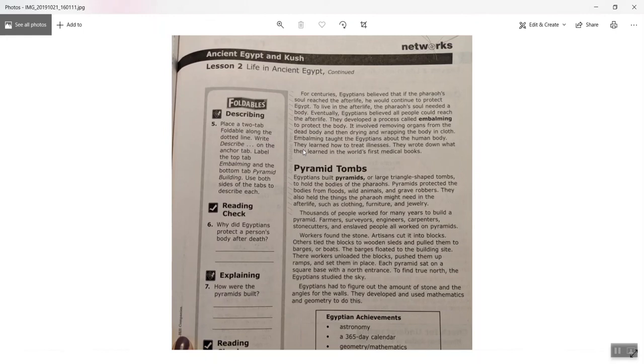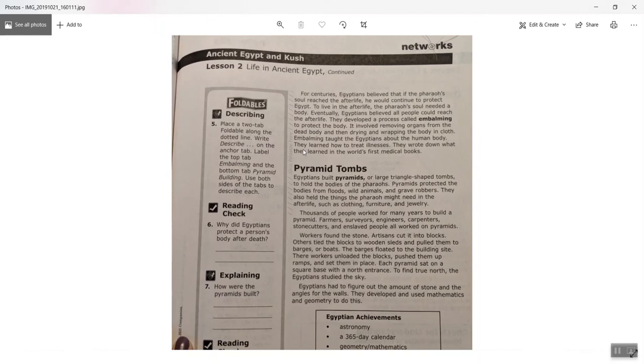Farmers, surveyors, engineers, carpenters, stonecutters, and enslaved people all worked on pyramids. Workers found the stone. Artisans cut it into blocks. Others tied the blocks to wooden sleds and pulled them to barges or boats. The barges floated them to the building site. There, workers unloaded the blocks, pushed them up the ramps, and set them into place. Each pyramid sat on a square base with a north entrance. To find true north, the Egyptians studied the sky.